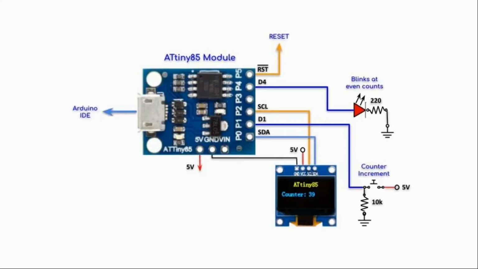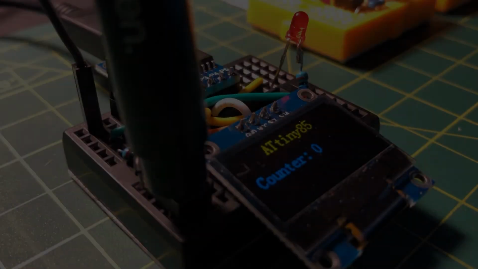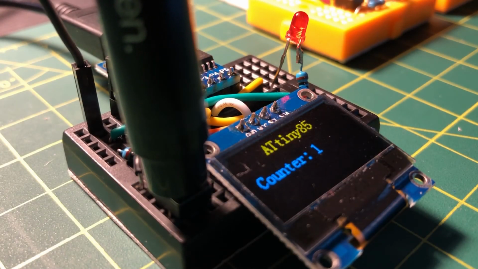The circuit operation is as follows. The OLED screen will display a count value starting from 0. Every time we press the push button, the count value is incremented by 1. At even counts, the LED will be blinking, and at odd counts, it will be off. And now for a quick demonstration.